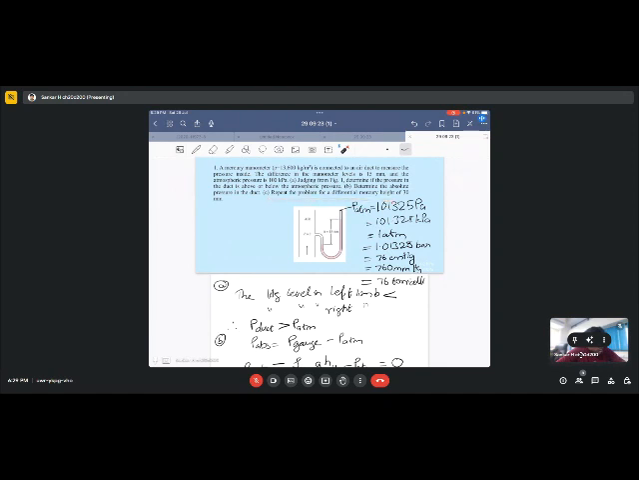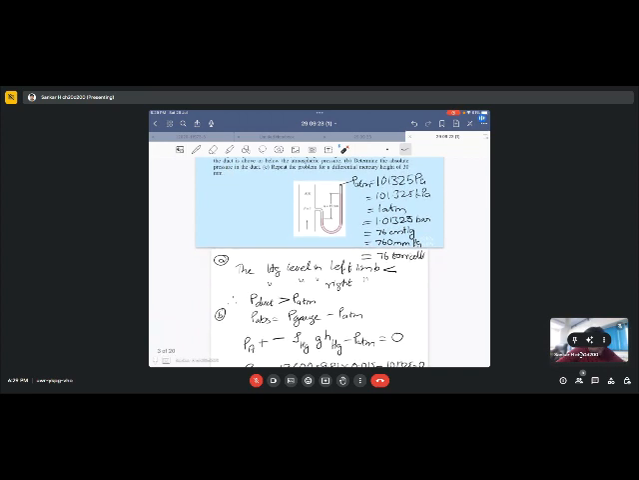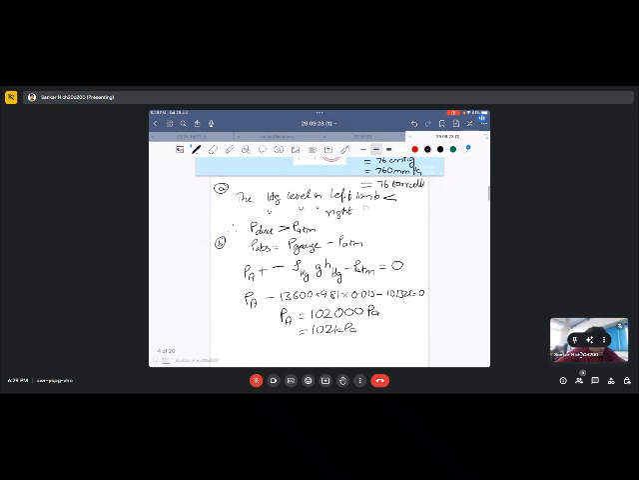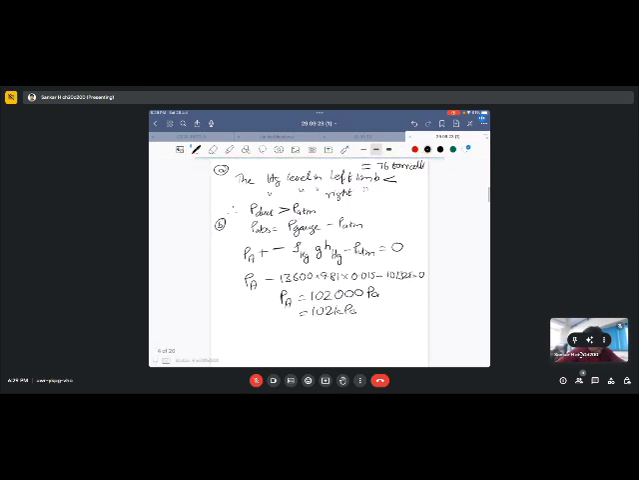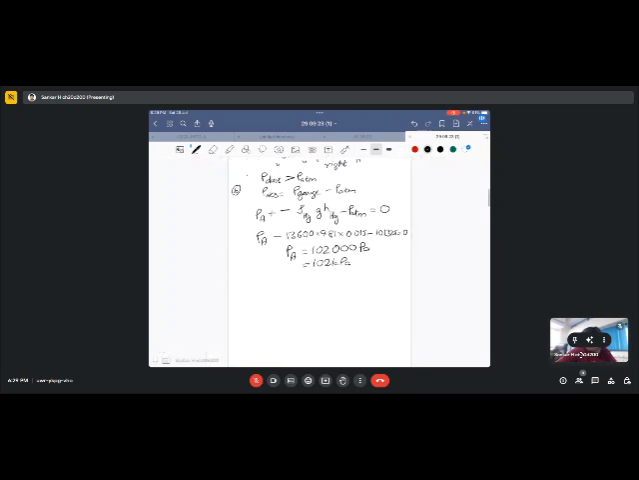Moving on to part C, we have to repeat the problem for a differential mercury height of 30 millimeter. Now all we have to do is change this 15 millimeter into 30 millimeter. Otherwise, there is no change in the equations, as you can see here. Only the value over here has been changed. So it's a very straightforward problem, and we can solve that by just substituting the value of 0.03 instead of 0.015 here.